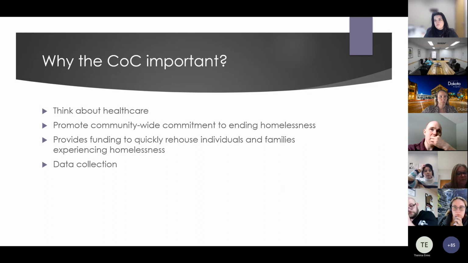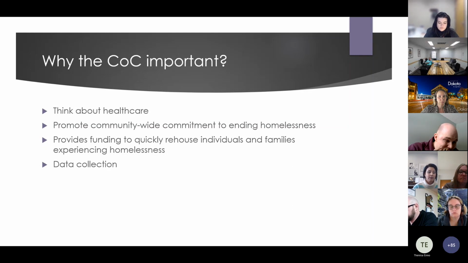So why is the continuum of care important? I want you to take a minute and think about healthcare, right? A continuum of care model in healthcare successfully manages and supports someone's medical care through a range of health services. And that's important because it leads to an improvement of health and potential reduction in costs for the patient. Well, it's the same with the continuum of care for homelessness. By working together with our providers in our area who are committed to ending homelessness, we can improve the process to quickly rehouse individuals and families experiencing homelessness, or even prevent them from becoming homeless.